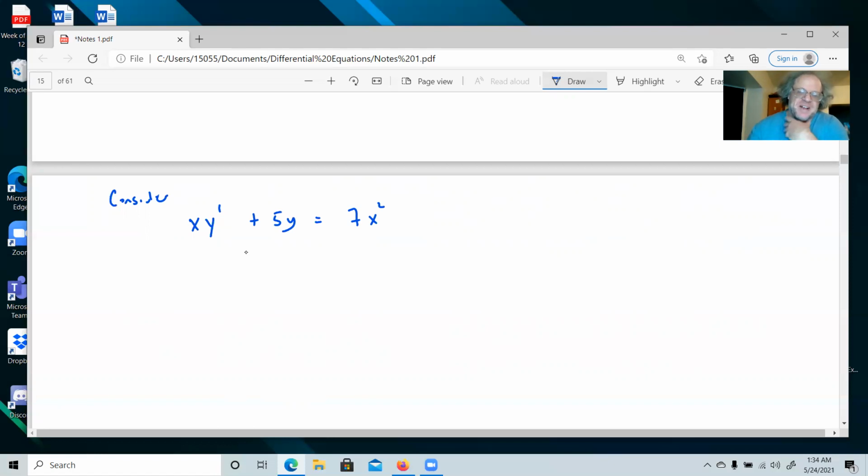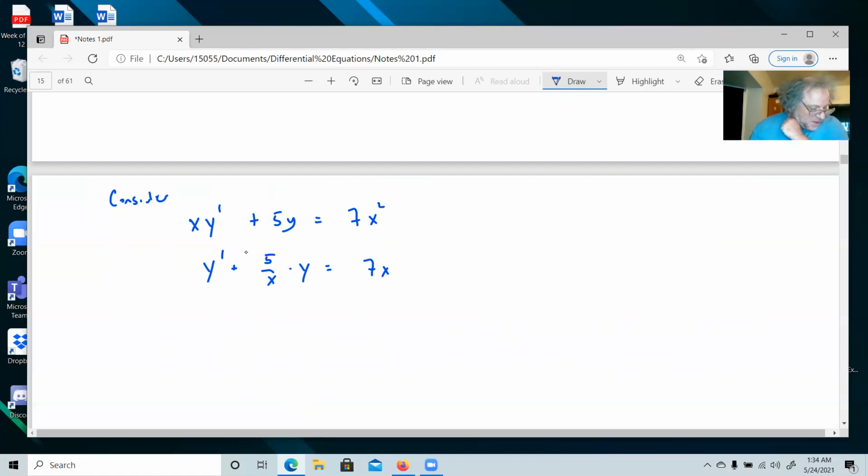So what I say about the first thing, right? We got to make this a coefficient of 1. So we're going to say this is y prime plus 5 over x, that's a p of x, times y is equal to 7x. Okay, that's what we have.